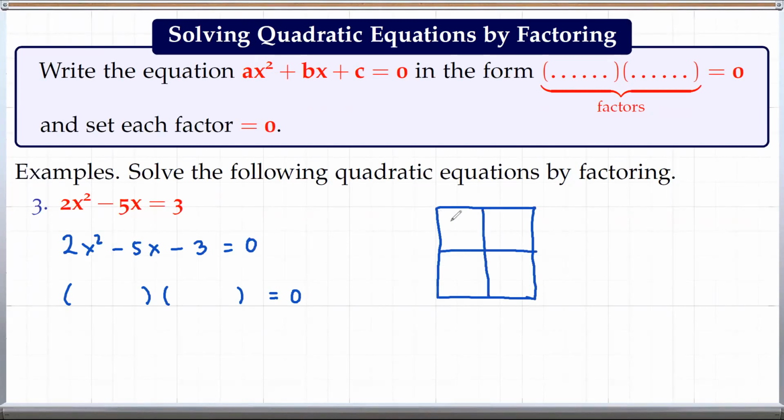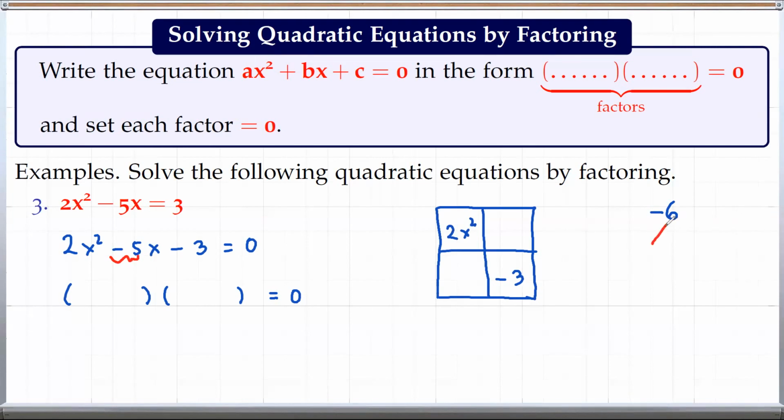Basically, we start by putting the first term here, 2x squared, and the last term, negative 3 over here. Now, over here, we need to split the product of these two into two parts. So for that, we look at the product of the coefficients. 2 times negative 3 is negative 6. So you want to split negative 6 into two parts so that the sum is negative 5.